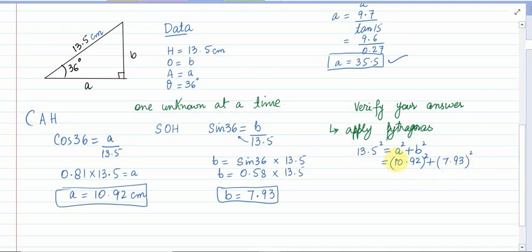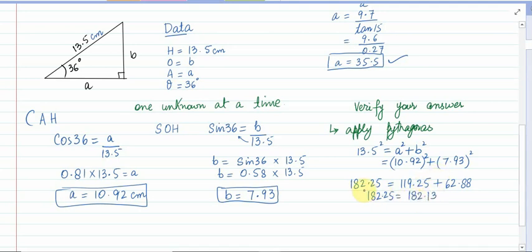The 10.92 square is 119.25, plus 7.93 square is 62.88. On the left side, 13.5 square is 182.25. Now if you add both your values on the right side, it will be 119.25 plus 62.88. It's 182.13.